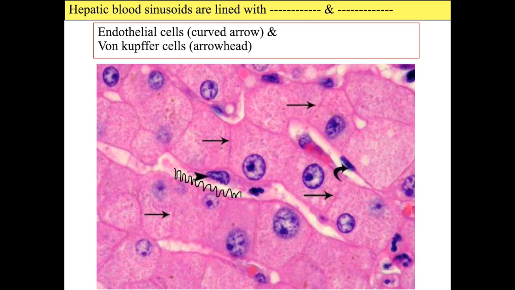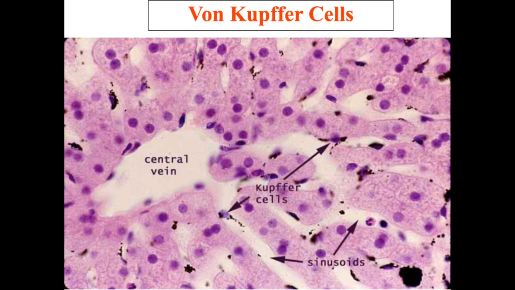So finally, the blood sinusoids are lined mainly by the endothelial cells and also with the von Kupffer phagocytic cell. Here we have stained the section with a vital stain. The stain is injected in the living organism, and it is left for some time for phagocytosis to take place, and then it is dissected, and the section of the liver is prepared to demonstrate these von Kupffer cells.